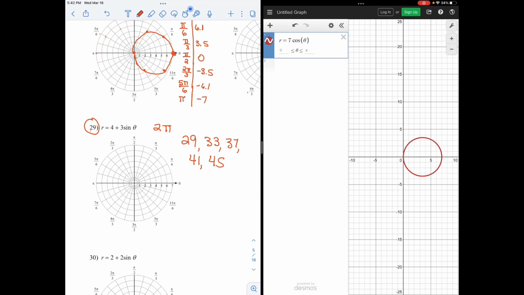Okay? All right, so you want to do an r theta table and graph each of these. And of course, you can use your calculator. All right, I will see you tomorrow in class.